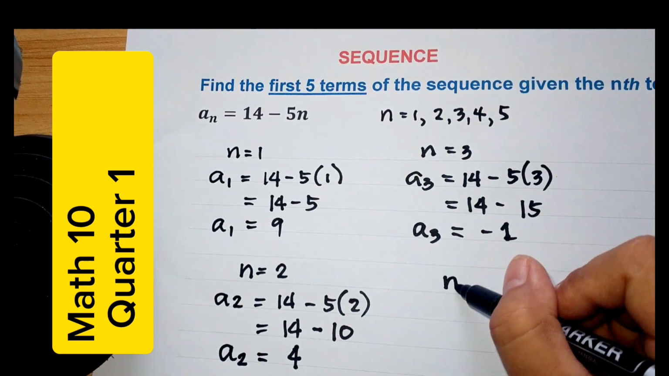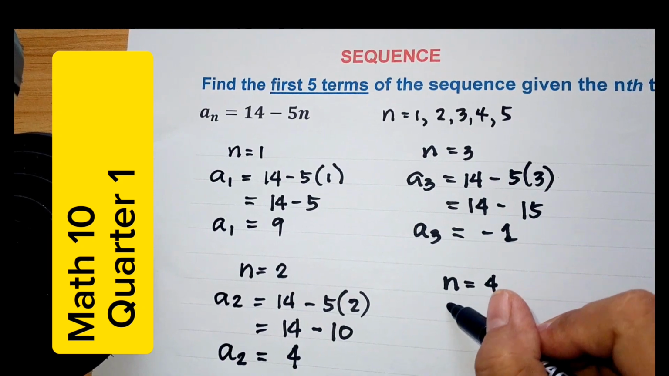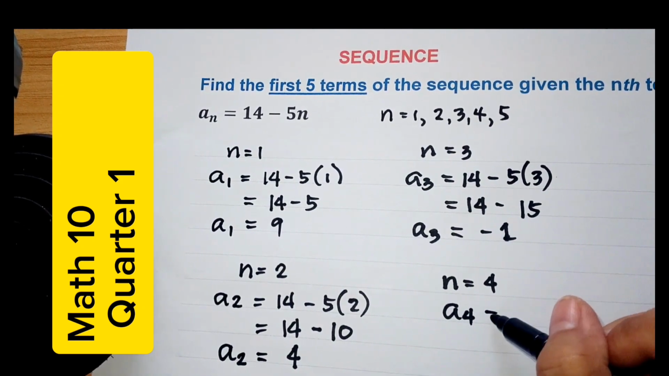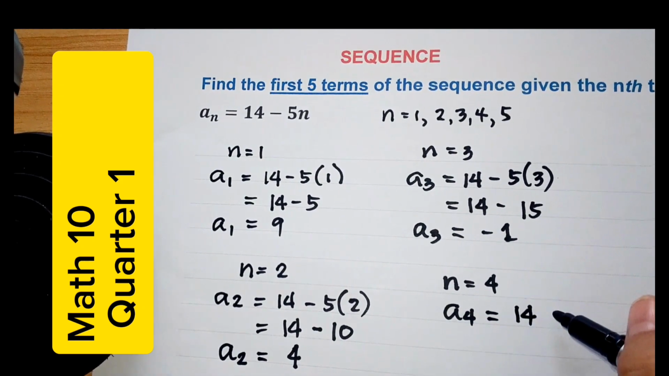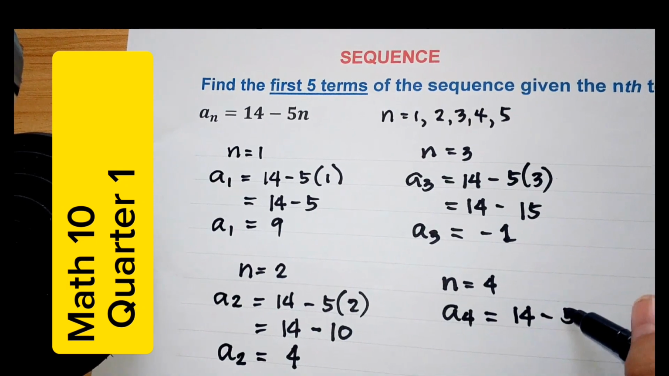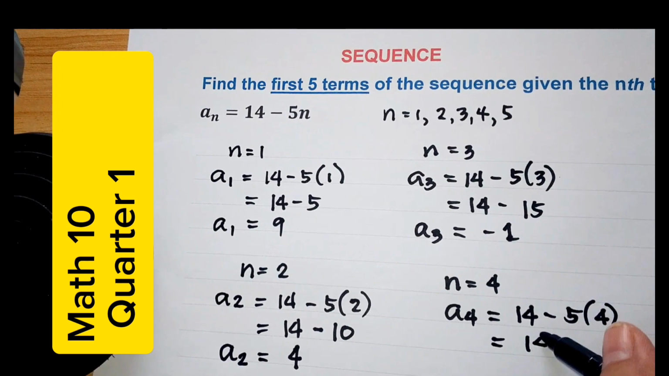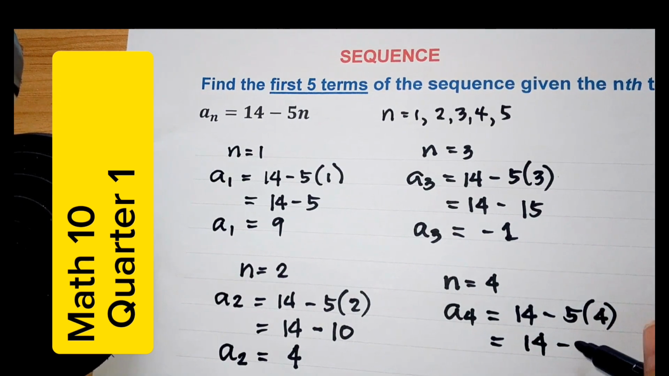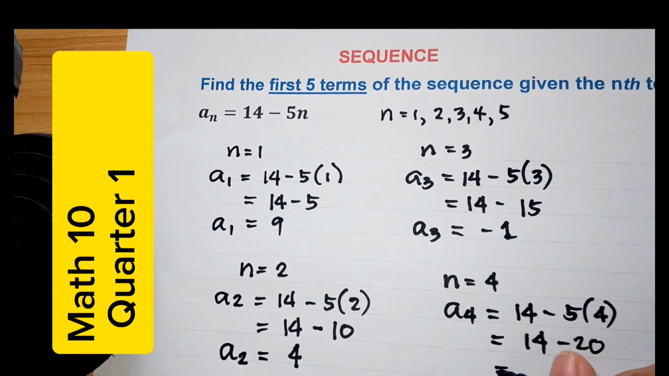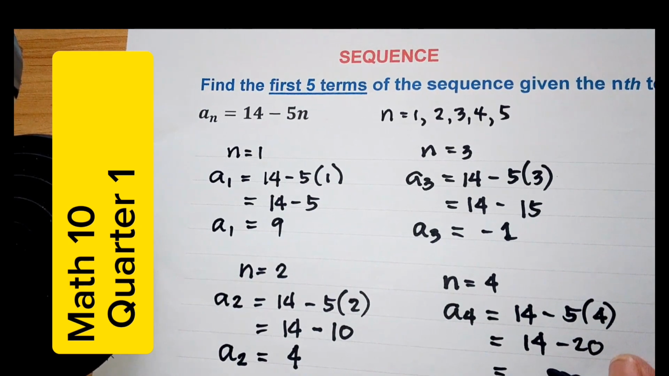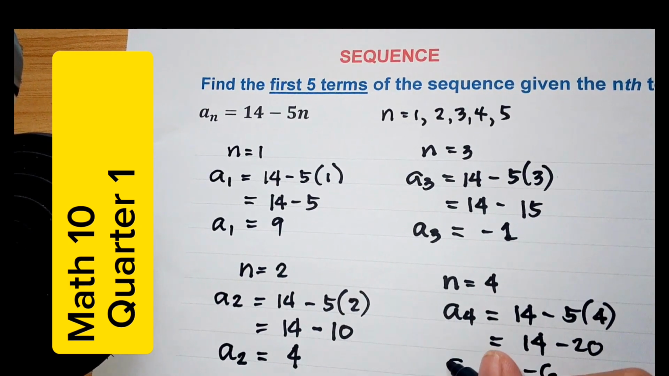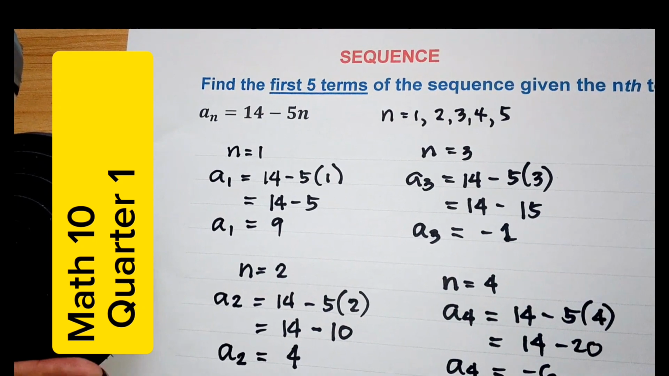When n is equal to 4, a sub 4 equals 14 minus 5 times 4. That is 14 minus 20. And 14 minus 20 equals negative 6. That is a sub 4.